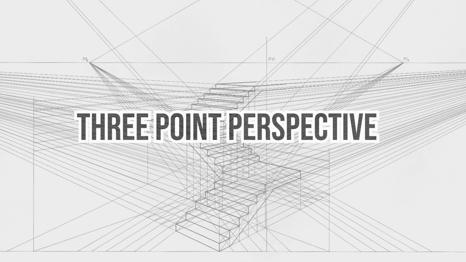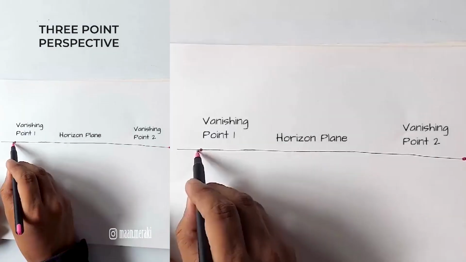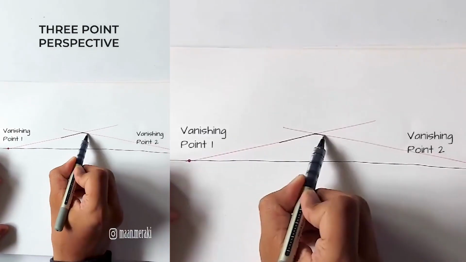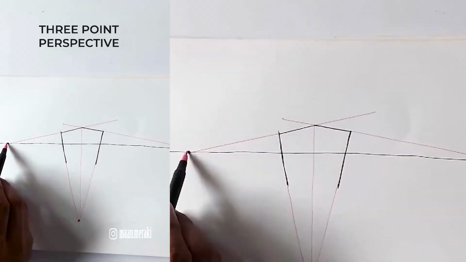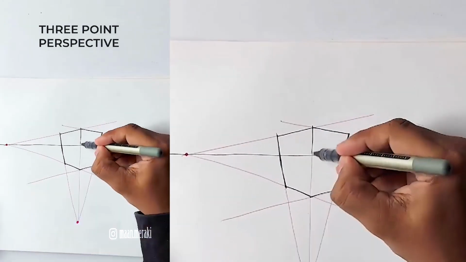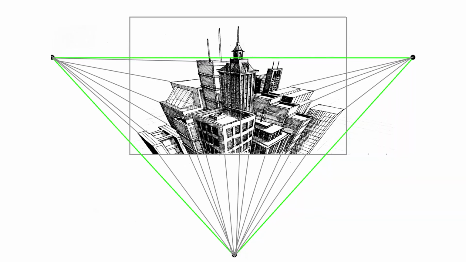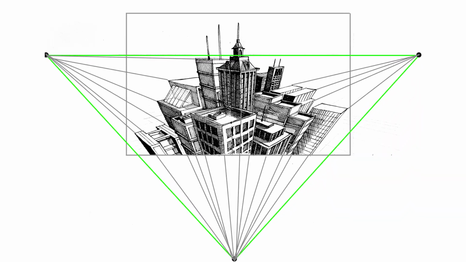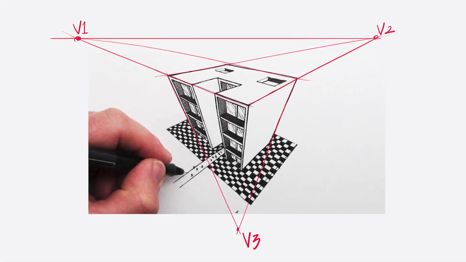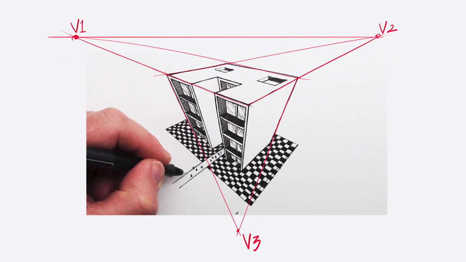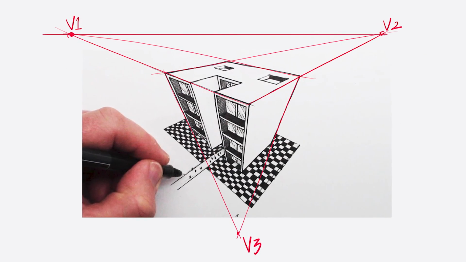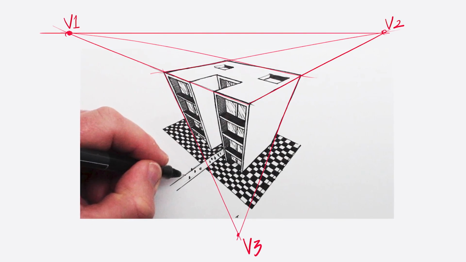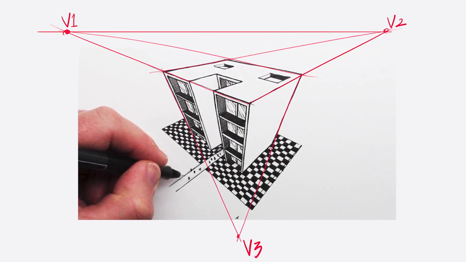Three-point perspective. Three-point perspective uses three vanishing points and creates a unique viewing angle for the subject. This type is often used to represent an object from an oblique angle, such as a view from a corner or from above. One vanishing point represents the front of the object, while the second represents the back, and the third represents the top or bottom of the object, depending on where you place the point.